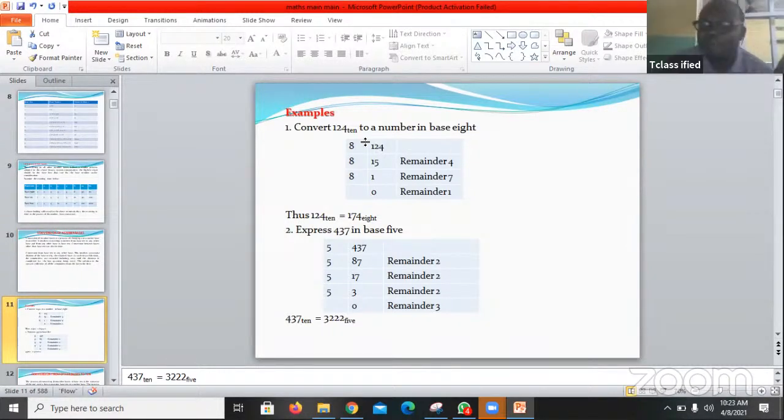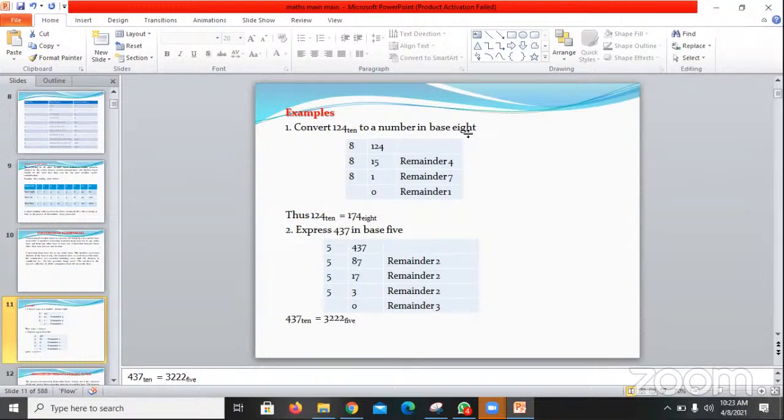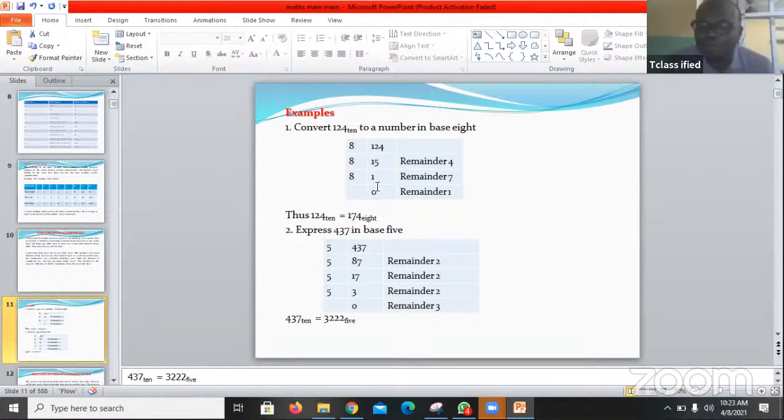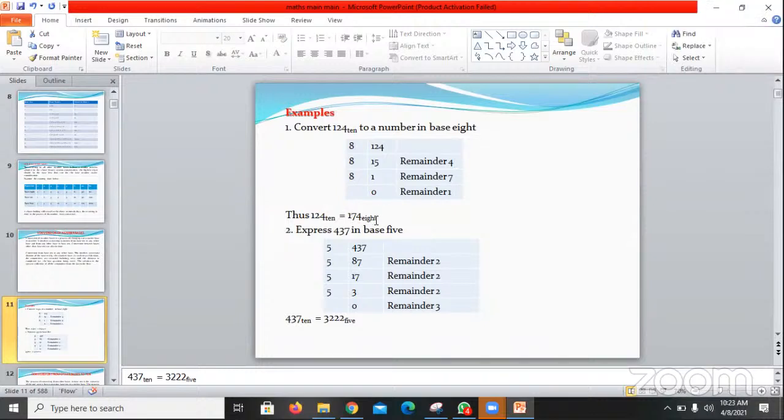But if you're converting from base 10 to any other base, you have to continuously divide that number by the base that you're converting to. So here you're converting to base 8. That's why you're continuously dividing by base 8. But when you're dividing, what you're finding out is the remainder. If you collect the remainders from down up, whatever it gives you is the converted number. I don't know whether you understand this. I'm following, sir. You're following, okay.